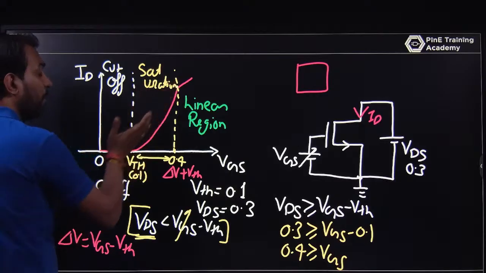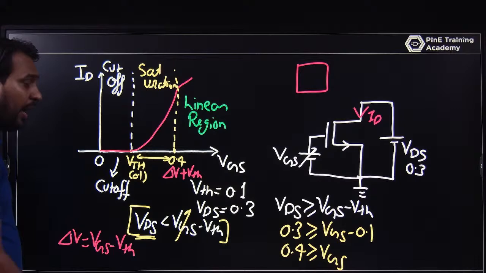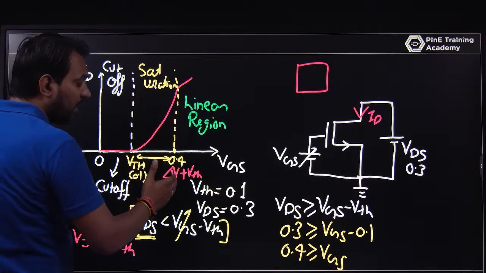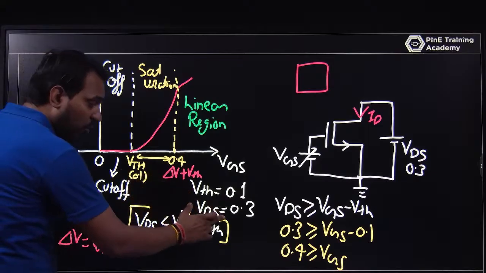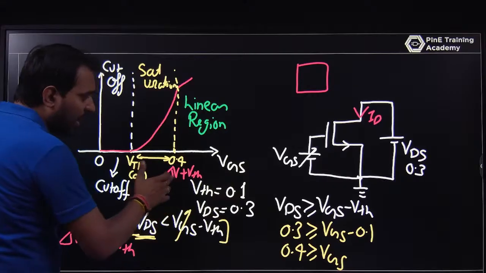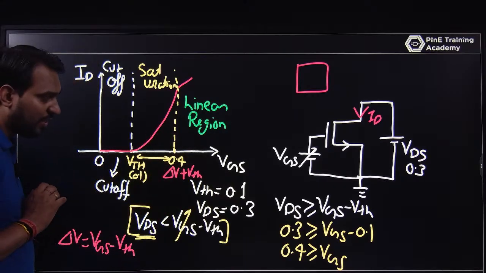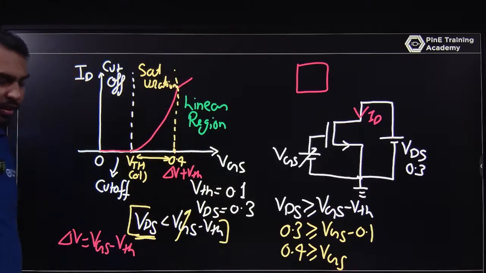That's why this is representing a square law, a parabola. And after the overdrive voltage, that is delta V plus VTH, where delta V is VGS minus VTH, this is the way I am writing delta V plus VTH. After that you will find the MOSFET in the linear region.